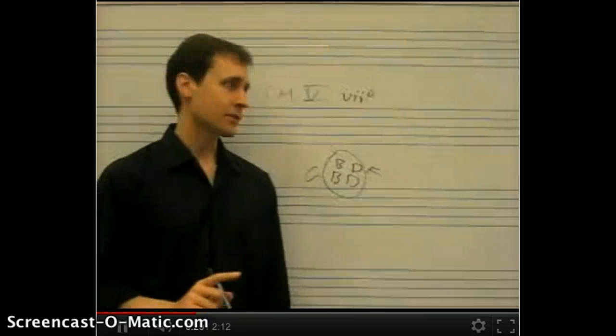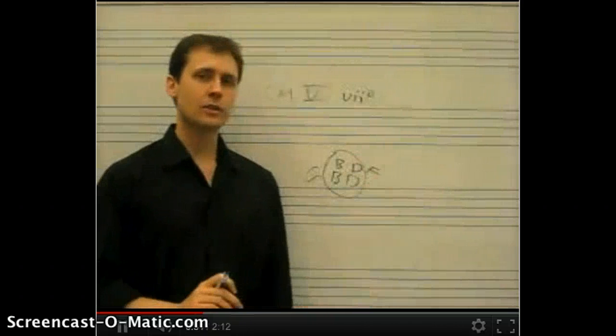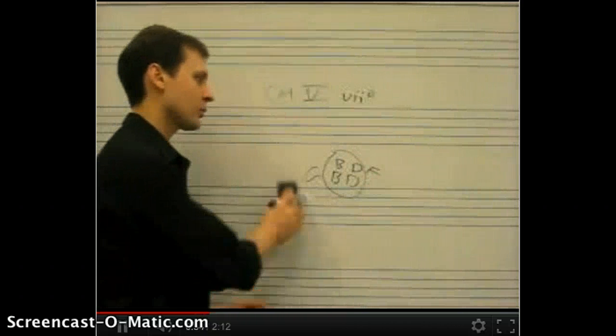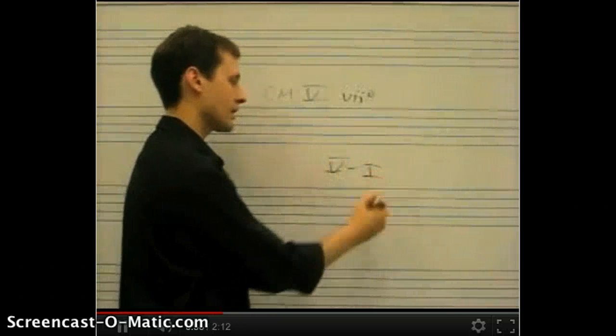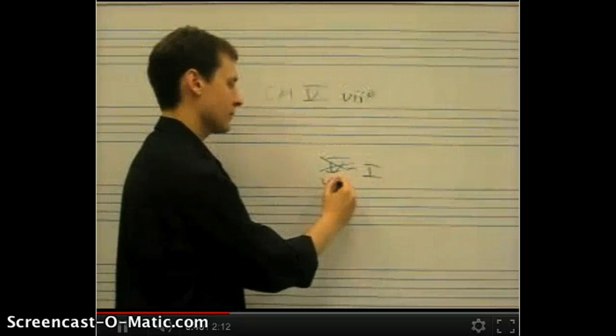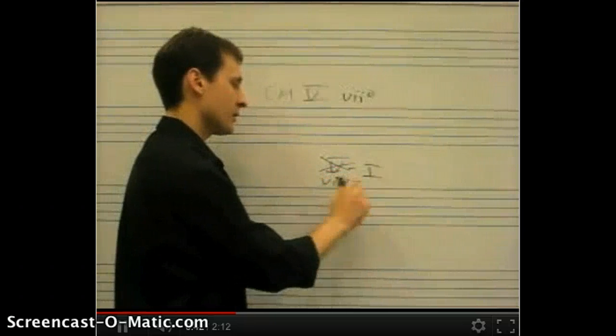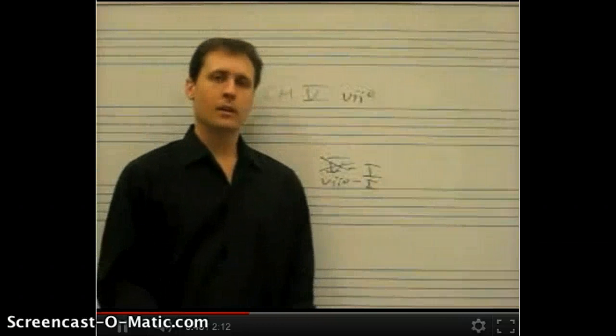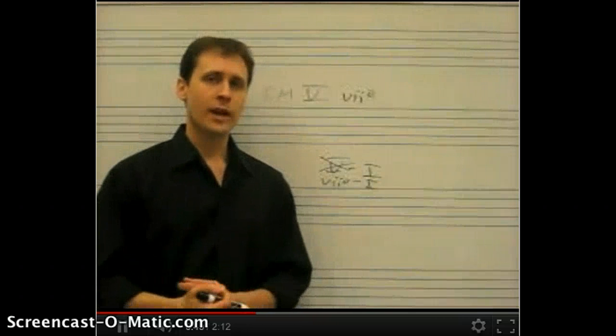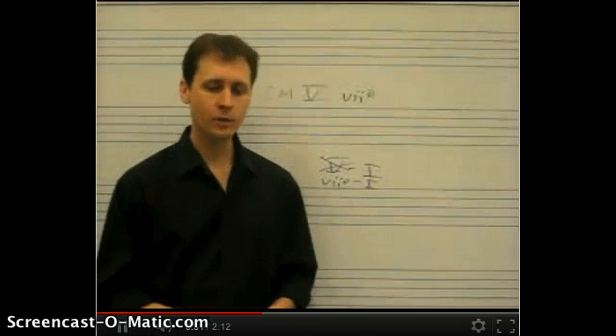And because of this, the leading-tone triad is actually used as a substitute for the dominant chord. For example, instead of having a 5-1 cadence, you might instead have a leading-tone triad going to 1 at a cadence. Okay? Now, when you're using the leading-tone triad in part writing, there are a couple of important rules you want to adhere to.